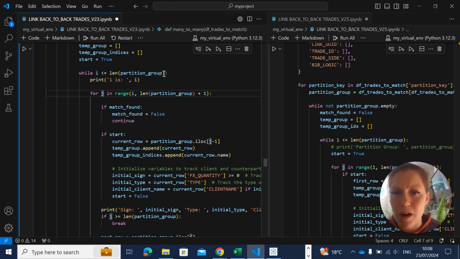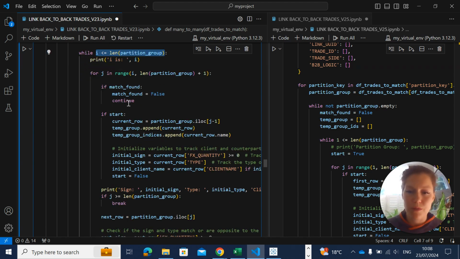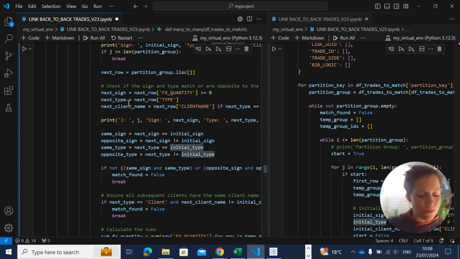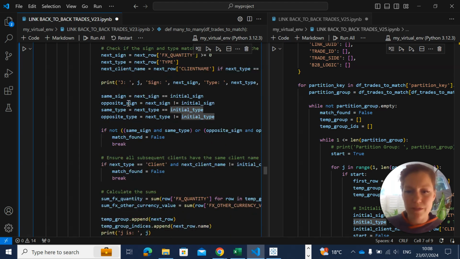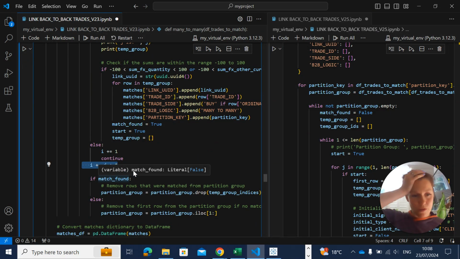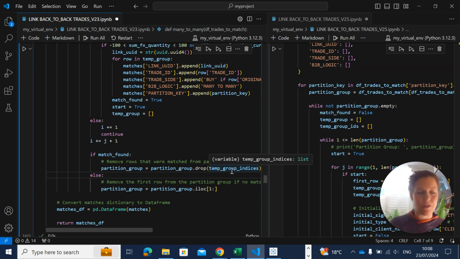And so one of the big problems with this code here is this I less than or equal to length of the partition group. So what was happening here is two opposing forces were crashing like a giant wave, because I'm incrementing I at the end of every for loop, but then I'm also removing all of the rows that got matched from the partition group. So I is going up while the partition group is going down. And that just doesn't make any sense at all.